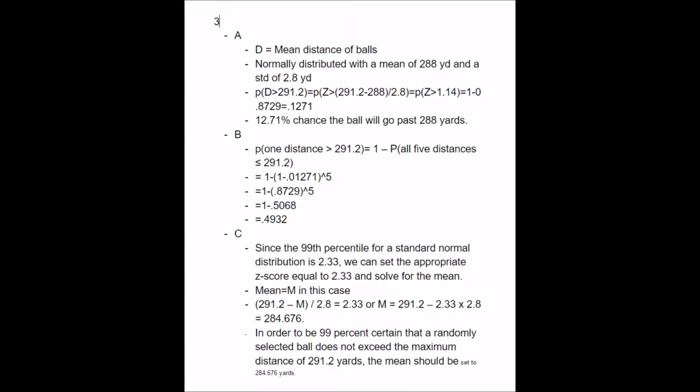And that's basically just saying that if the mean is set to anything above that value, then there is a chance that one of the balls is going to go over it, which is illegal.